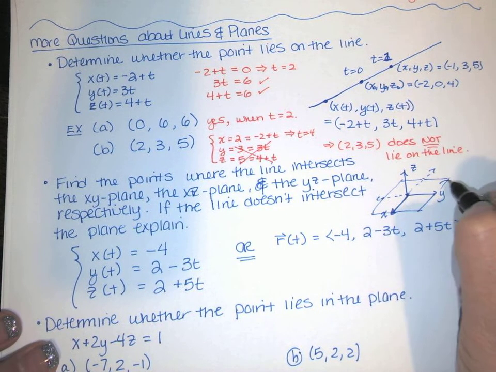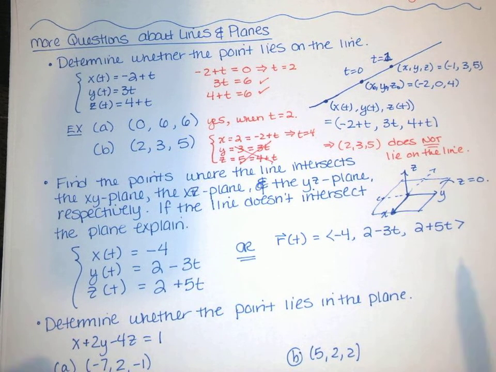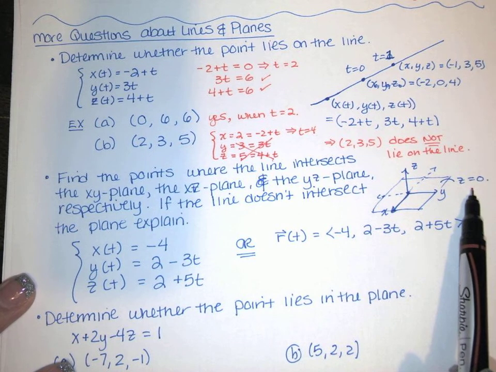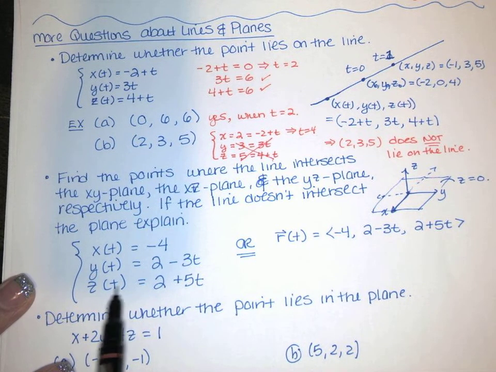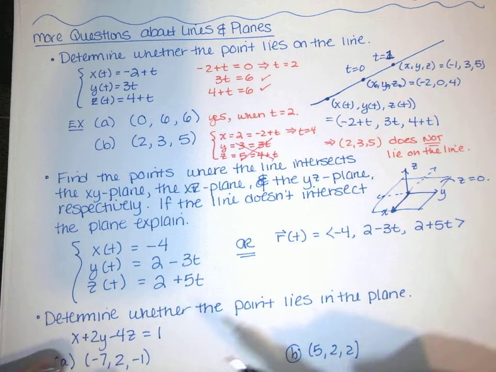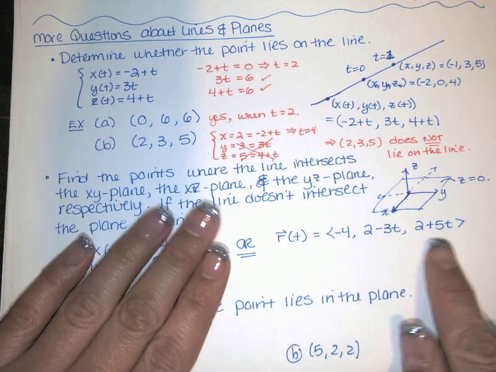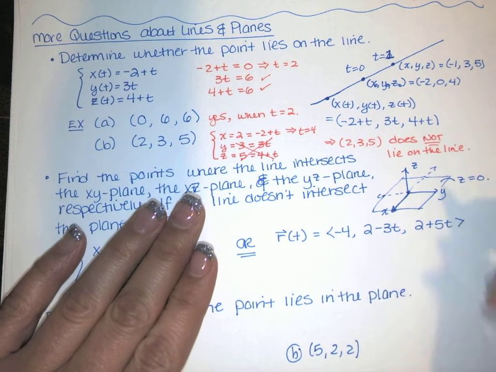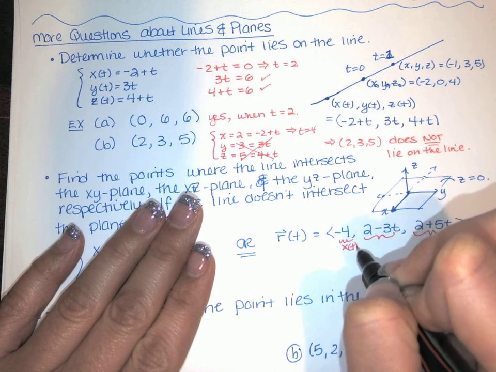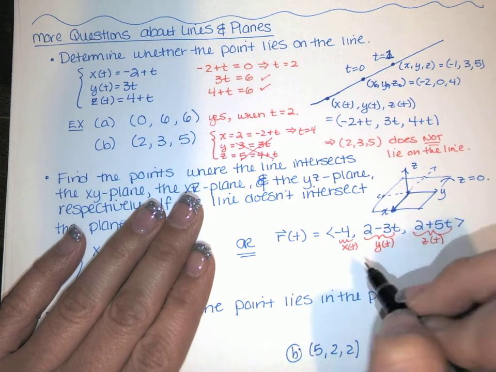Remember what the equation of the xy plane is. That's z equals 0. So to figure out where our line intersects this plane with equation z equals 0, we just set the z value here to be 0, and then we solve for t. So that's the first thing we do. Given the equation of the line in this form, this is our x of t, that's our y of t, and that's our z of t. We're going to set z of t equal to 0 and solve for t.